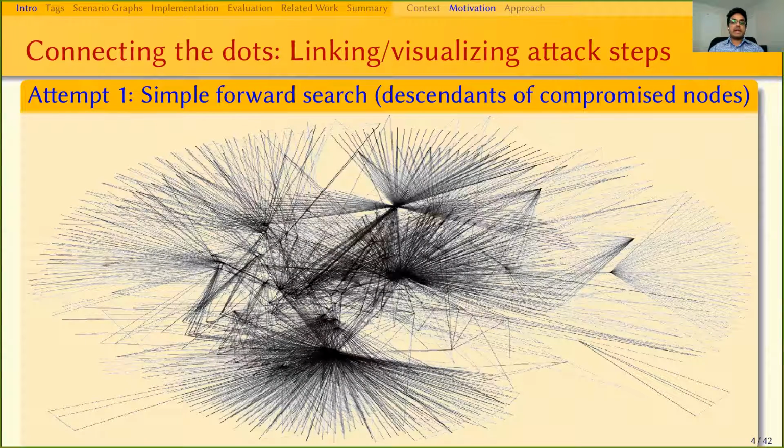To understand an attack campaign, the analyst needs to connect all the nodes involved in the attack to generate the scenario graph. But if we just create a graph with only the descendants of the compromised nodes, the resulting graph will be extremely hard to understand, as shown in this figure. The nodes and edges are completely indistinguishable using this approach.